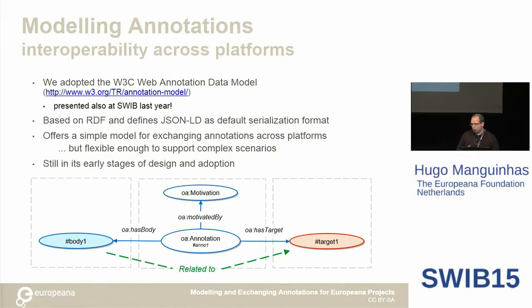They express a body that will have a target, which is something that I want to refer to, while the body is what I want to express about that thing. Also, we have a motivation that will express the intent of the annotation. And this is the simple form of one annotation.